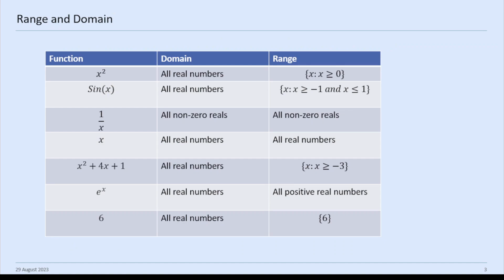It's like a cafe. Whatever you want, the answer is egg and chips. They've got one thing on the menu, it's 6. Every function has a range and domain.